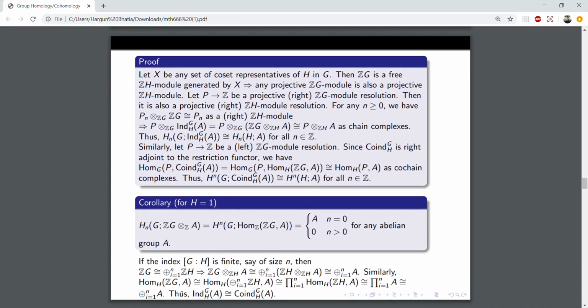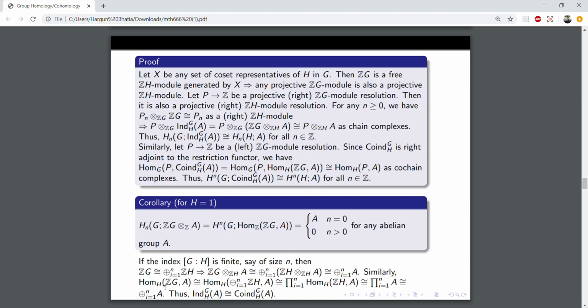Now, if the index of H in G is finite, that means ZG is finitely generated as a ZH module, then these two different ways of extending scalars, the co-induced and induced G-modules, are the same. Why? Because ZG is a finite direct sum of copies of ZH. Then I can rewrite this tensor product and take the direct sum out, so I get a direct sum of n copies of A.